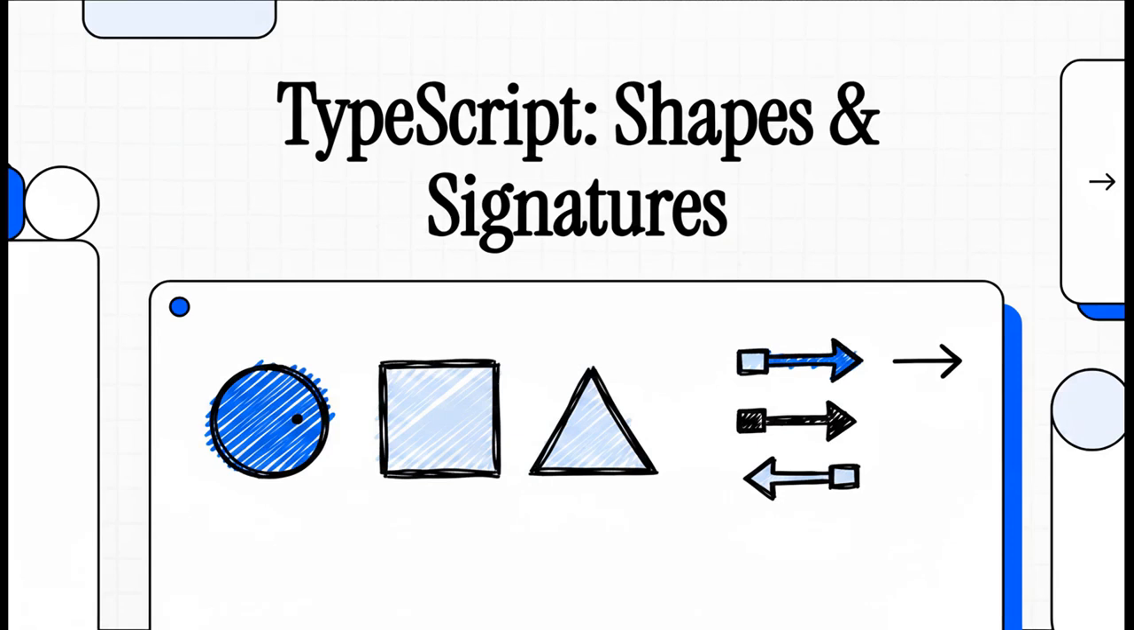Today we're diving into something really cool in TypeScript. Two superpowers, really. It's all about understanding data by its shape and functions by their signatures. Now, this might feel a little different at first, but trust me, it unlocks some incredible flexibility in your code.